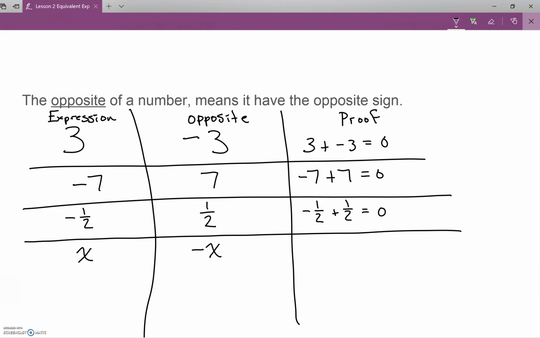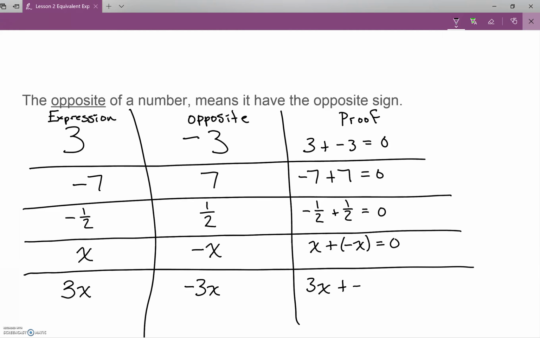Then we move into a coefficient, 3 times x. The opposite of that would be -3x. Running out of room for the last two. I'm going to erase my last two rows so I have room to plug them back in. You guys have a table made for you.